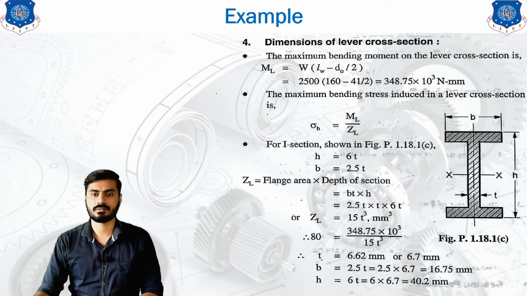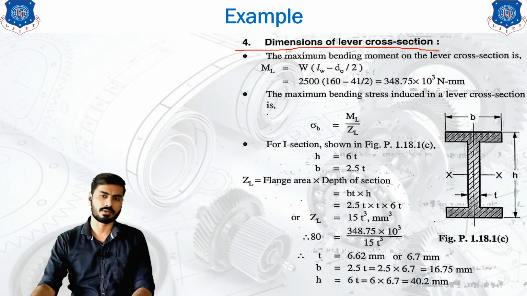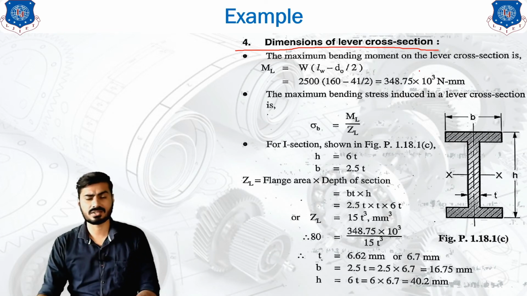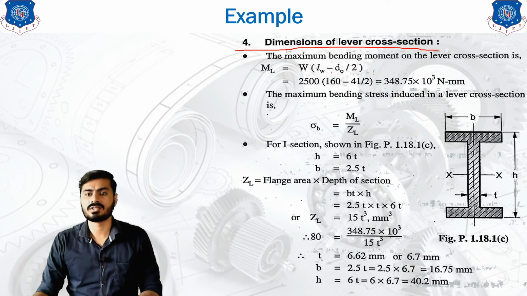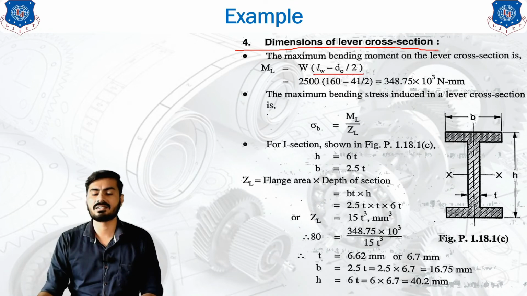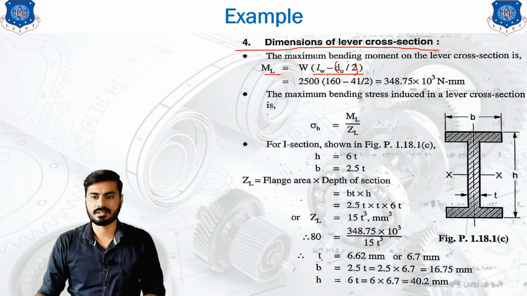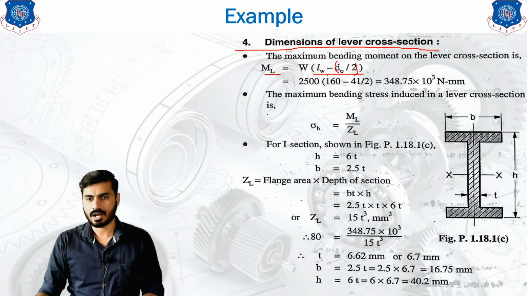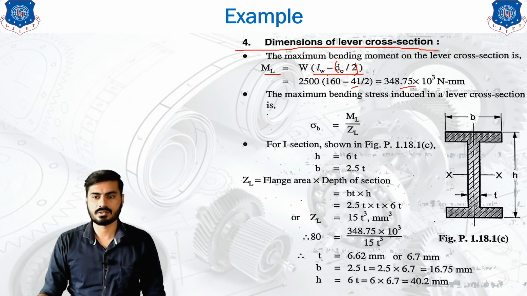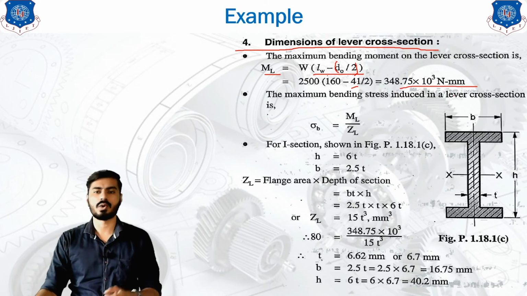Now we will consider the fourth and last step of the example, that is the dimension of the lever cross section. The dimension of the lever cross section is a little bit tricky, because here the moment distance is changing. We have to subtract the radius from the distance in order to calculate ML. So ML is calculated by subtracting the radius, that is DO by 2. Now we have the value of DO from the previous steps, and by calculation you can get the answer in terms of Newton mm.